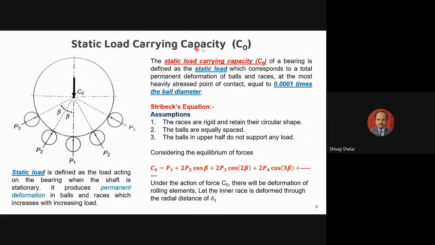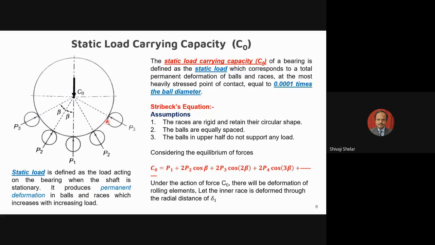To evaluate load carrying capacity, we are taking one shaft or inner race. This is a spherical roller bearing supported. An external load of C0 amount is taken, which may be the maximum load carrying capacity of that bearing. We are considering this as a static load, so your shaft is in a stationary condition. Static load is defined as the load acting on the bearing when the shaft is stationary. So we are talking about stationary load at this moment.